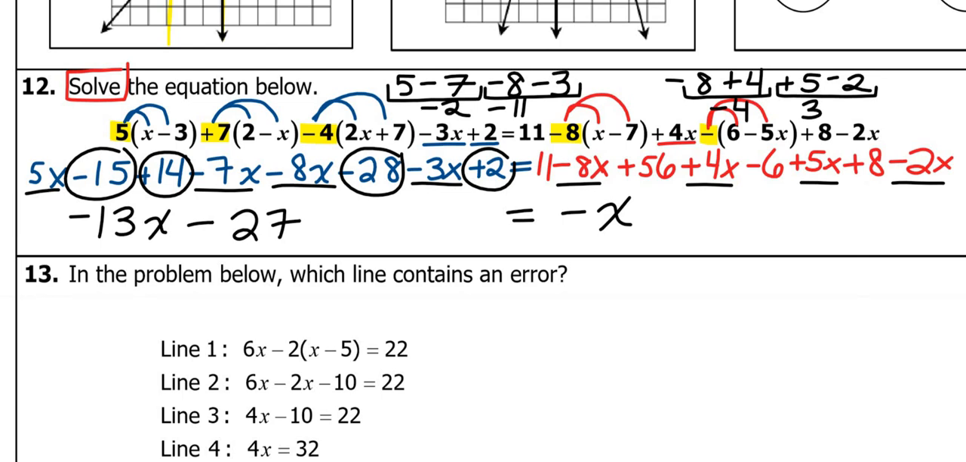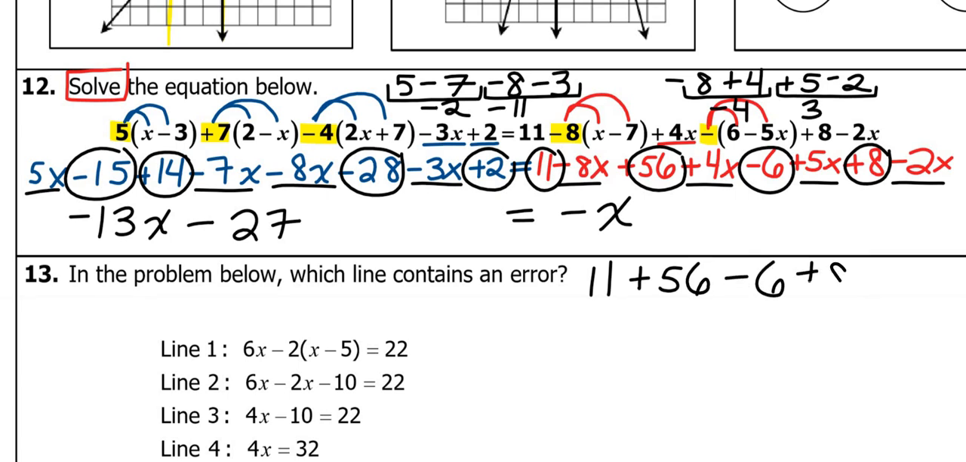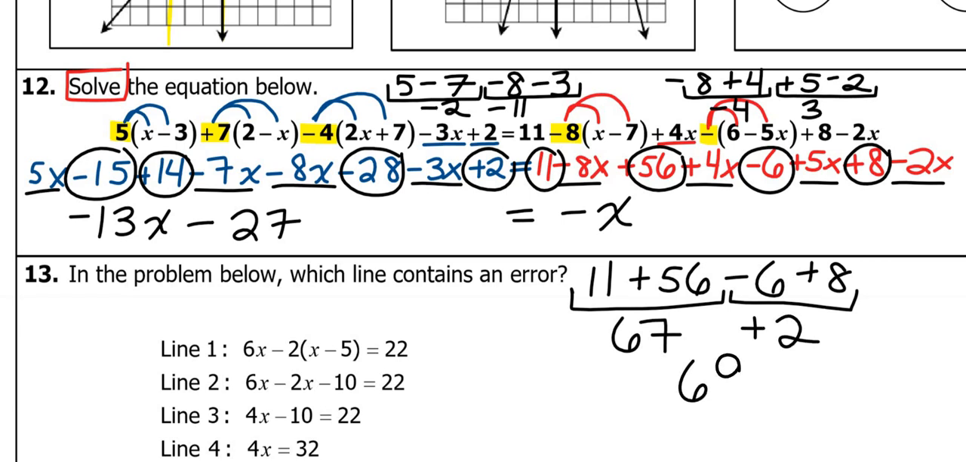And now let's look at the whole numbers. We have 11, 56, minus 6, plus 8. So 11, 56, minus 6, plus 8. 11 plus 56 is 67. If you need to work this out on the side and pause the video, go ahead and do that. Negative 6 plus 8 is a positive 2. 67 plus 2 is 69. So we have negative x plus 69.